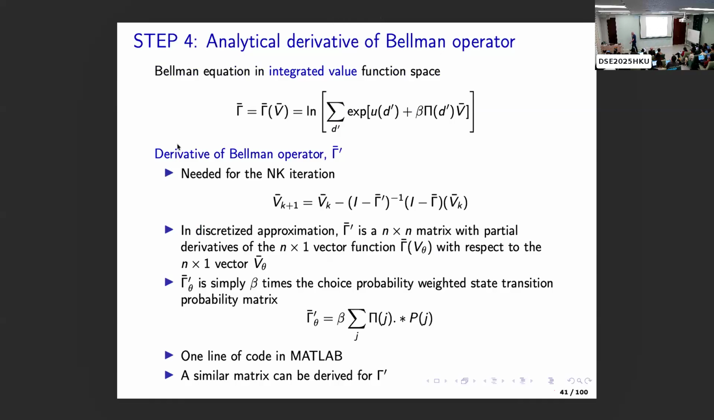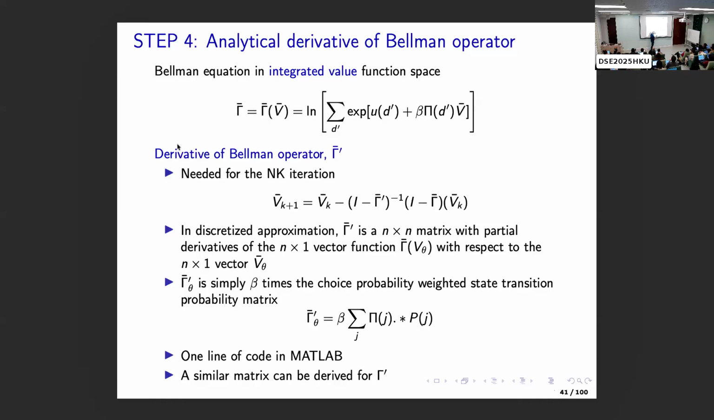Then step 4: analytical derivatives of the Bellman operator. Here's the Bellman equation in integrated value function space. I want to take the derivative of this. I need that to do the Newton-Kantorovich iteration, so we need the derivative of the Bellman operator. You might think this is difficult, but it's not really. It's really just taking the derivative of this, and it turns out to be very, very simple.